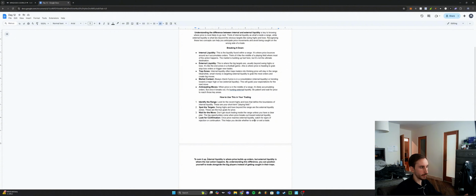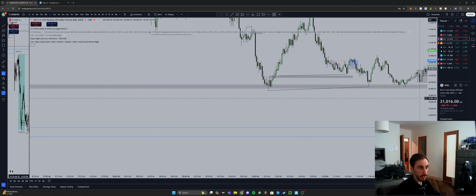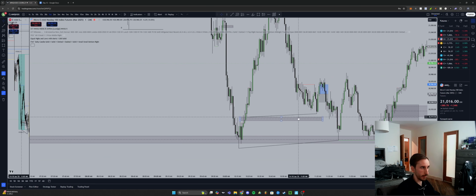So to sum it all up, internal liquidity is where price builds up orders, but external liquidity is where the real reaction happens. By understanding this difference, you can position yourself to trade alongside these big banks, these big institutions, the big players, instead of getting caught inside their traps, being that liquidity, and then going in your direction and thinking the market's completely against you. So that's basically what happens here off of this trade.